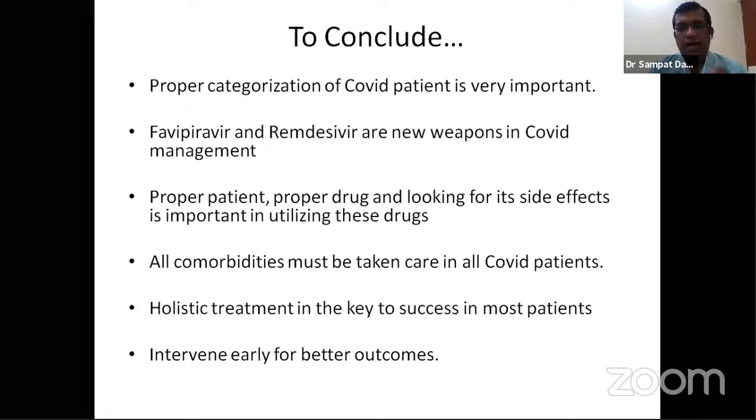And lastly, what I would say is intervene early. Don't wait until the patient goes so bad that nothing can be done, and then you have made all your effort but nothing comes out. So please intervene early for better outcomes. The last line I want to emphasize on this topic is: please intervene early, and please treat the patient in a holistic way. That is, you need to treat the whole patient.